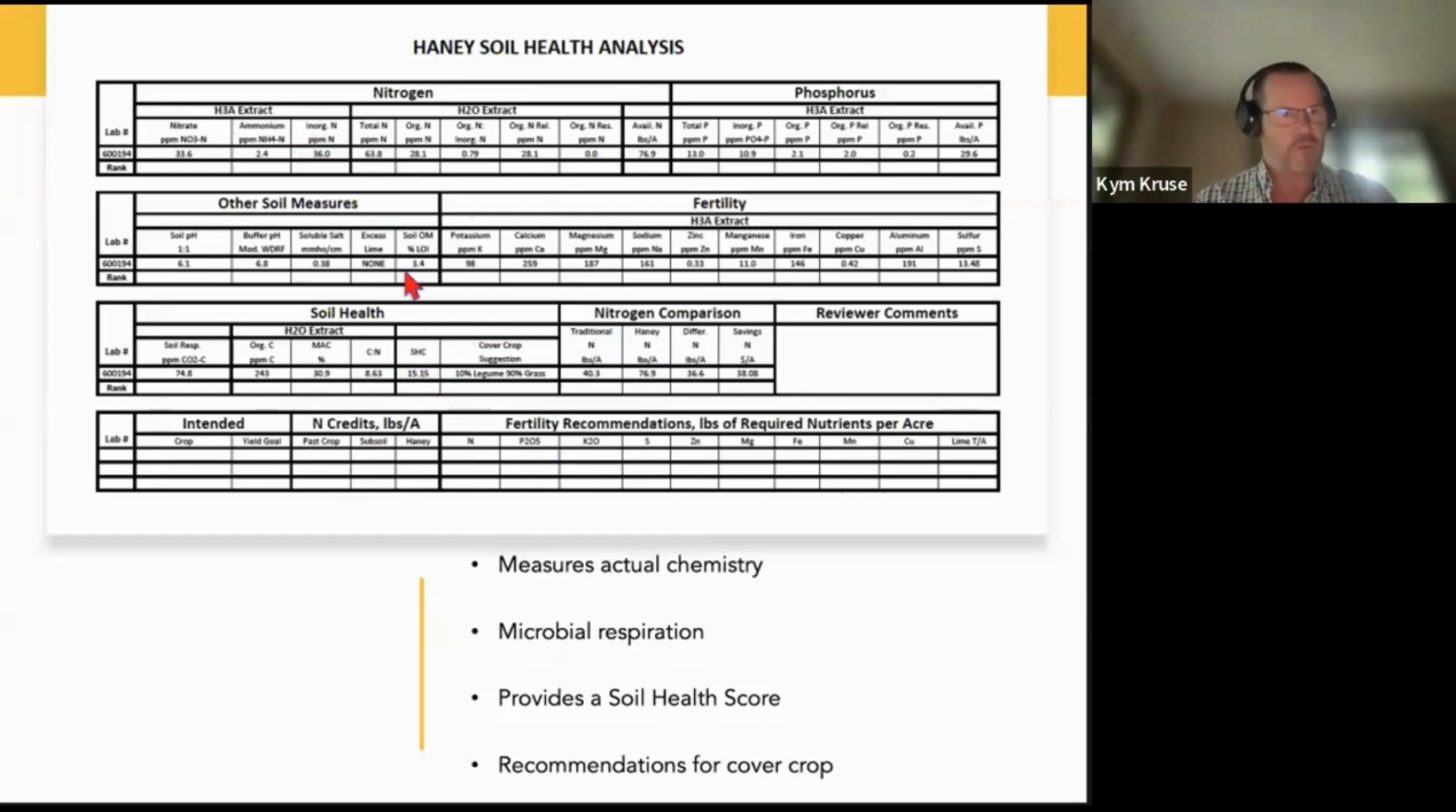And then on the back of all the results here, they usually give you a recommendation of, in this case, 10% legumes and 90% grass. And that's all about balancing the food sources for the microbes. Sometimes it's 50-50, sometimes it's 30-70, but they've always got that recommendation as to what you could sow if you were sowing some sort of cover crop, etc.